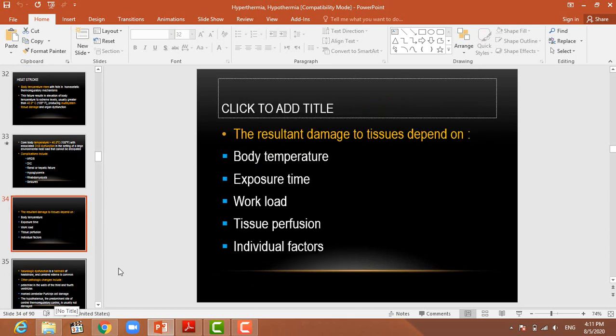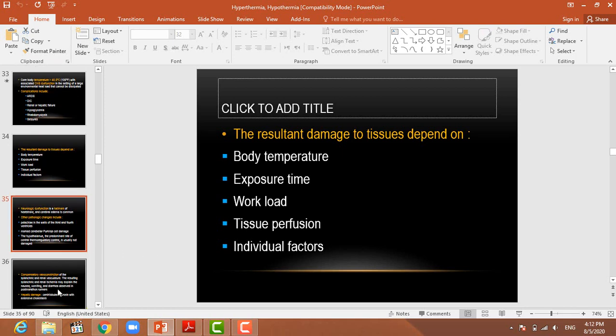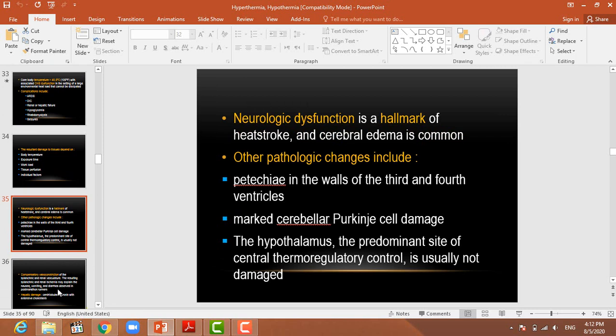Then the resultant damage to tissue depends upon the body temperature, exposure time, workload, tissue perfusion, and multiple individual factors: your health, your age, timing. All these things are involved. Mainly, neurological dysfunction is a hallmark of heat stroke, and cerebral edema is very common. Other pathological changes include changes in the wall of the third and fourth ventricle, then cerebellar Purkinje cell damage, and the hypothalamus, but the predominant site of central thermoregulatory control is usually spared. It is usually not damaged.